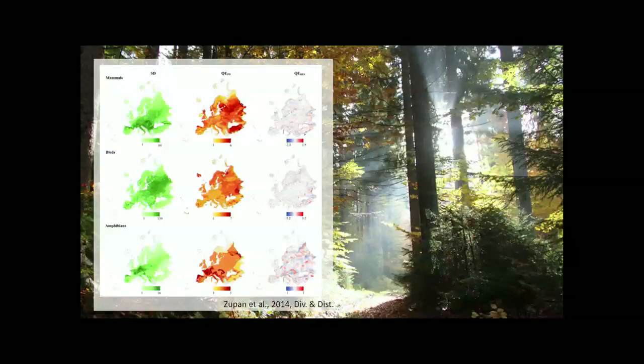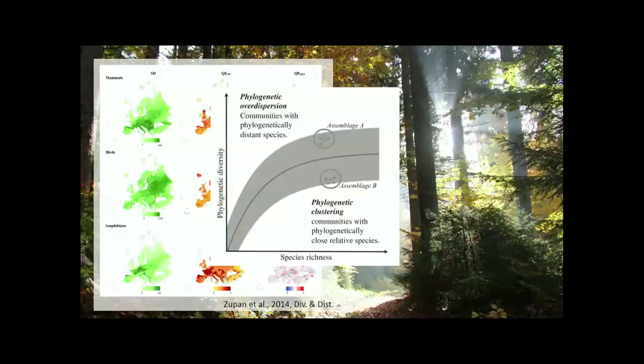And the explanation for that is quite simple. Of course, with increasing species richness, phylogenetic diversity increases as well. But there are assemblages on the lower side of the line where we find phylogenetic or functional clustering, meaning that the species are more closely related than we expect by chance, or by the null hypothesis, or we have over-dispersed communities. That means that the species here are more distantly related than expected by chance.